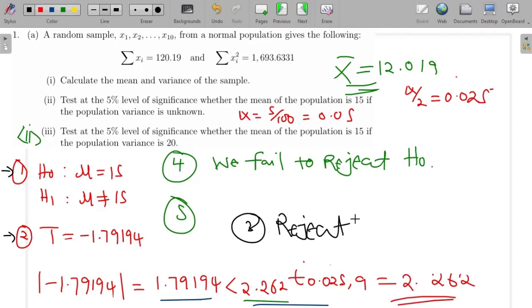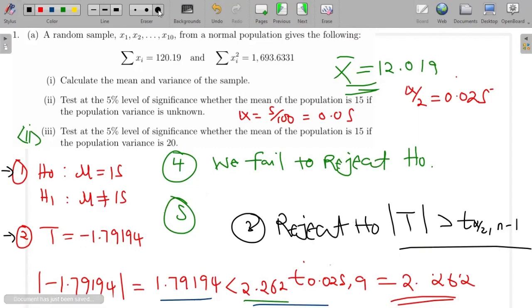We said reject H naught when the modulus of this is greater than t alpha over 2 and n minus 1. So we are picking alpha over 2 here because this is a two-tailed test. And then 4, we make a conclusion based on whatever we're going to find. So we said we fail to reject H naught, and then 5, we make a statement concerning our conclusion. So we said at 5% level of significance, we do not have enough evidence to say that the population mean differs from 15. Okay, so that was part 2.